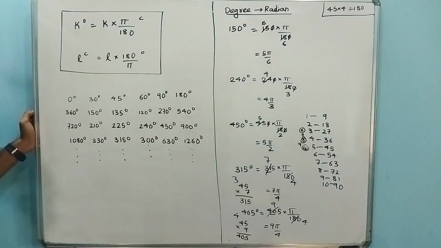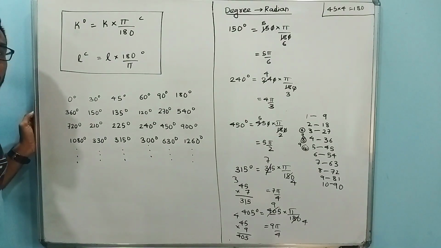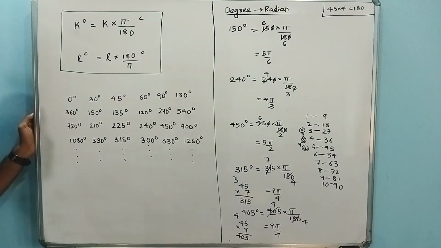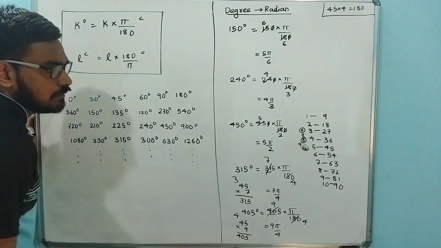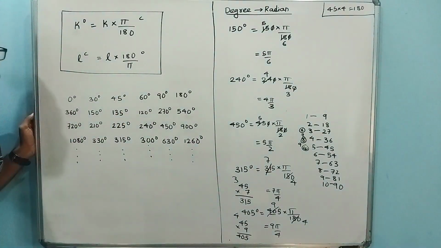Again I said most probably, because sometimes they may not give these angles. Okay, there may be some different angle. These angles they may not give. That's why I'm saying just check once whether it is one of these angles only. Okay.